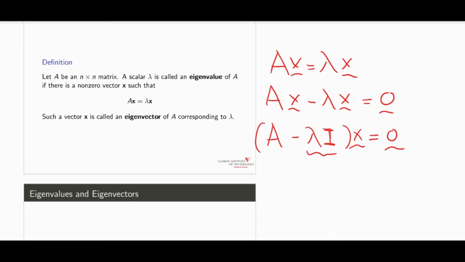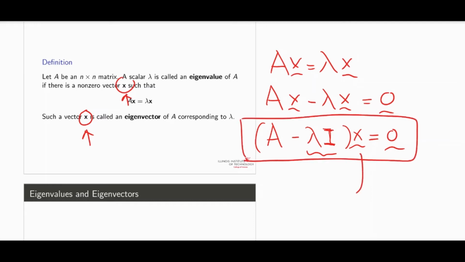Now what? Recall that this vector x here has to be non-zero. So if you want these equations to produce a non-zero vector x as a solution, then you better make sure that this matrix here is non-invertible. Let me say that again.